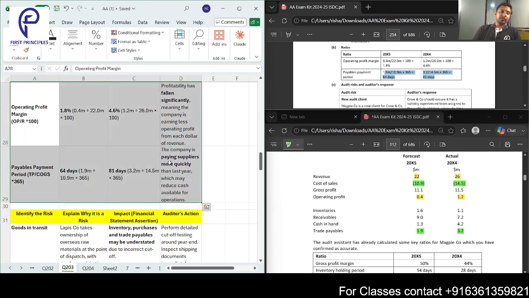Okay. Let's make sense of this one now, Geet. Since we've done payables, just take us through operating profit here. How have you understood this? So in operating profit, let's start with the formula. The formula is operating profit divided by revenue.